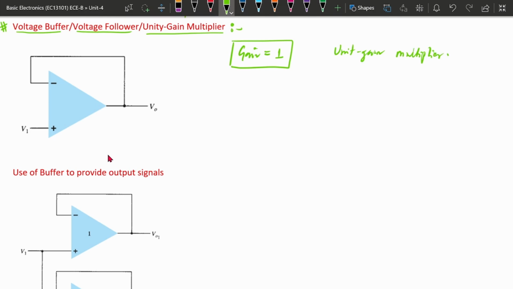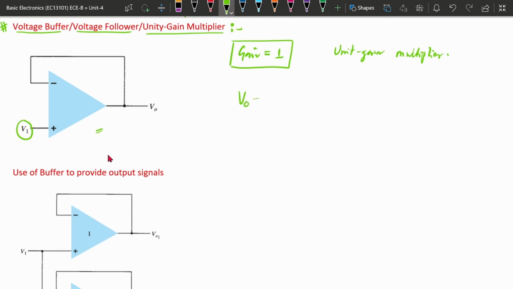Unity gain multiplier means the gain is equal to 1. So the circuit will be this. Here we are not connecting any resistance. The inverting terminal is directly connected to the output, and the input will be connected to the non-inverting terminal. Once there is no resistance, the output that we get is the same as the input.